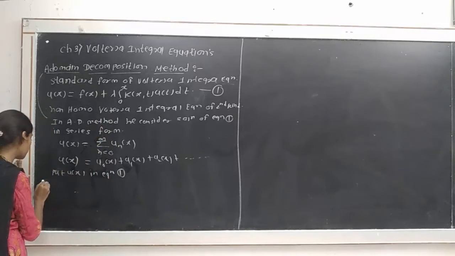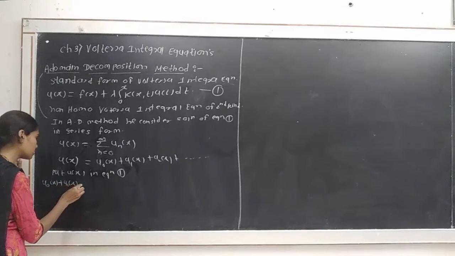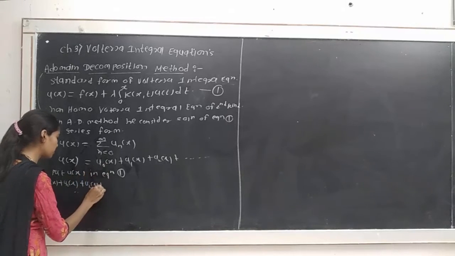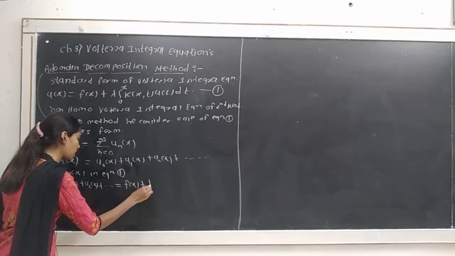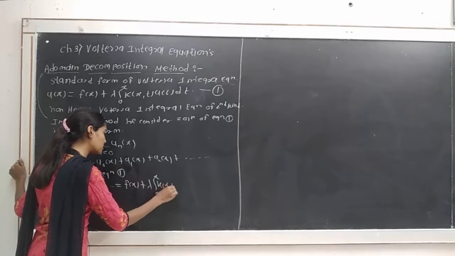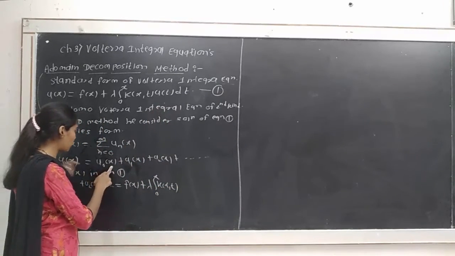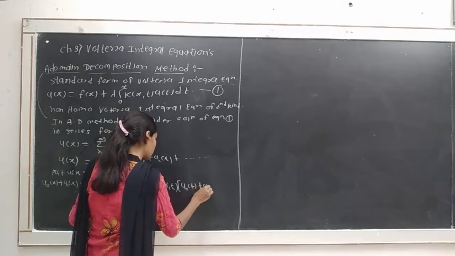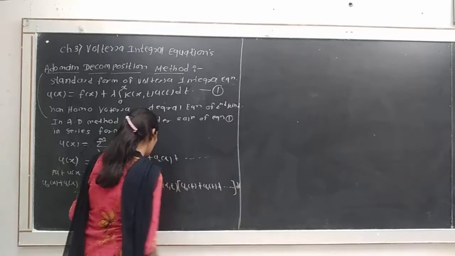Equation number 1 becomes, in the LHS, u0 of x plus u1 of x plus u2 of x and so on, equal to f of x plus lambda integration from 0 to x k of x t as it is, and from u of x we write u of t, that is, in brackets u0 of t plus u1 of t and so on, into dt.